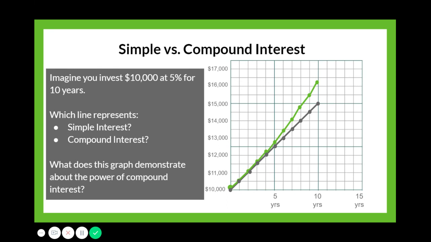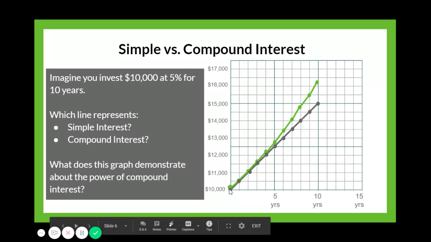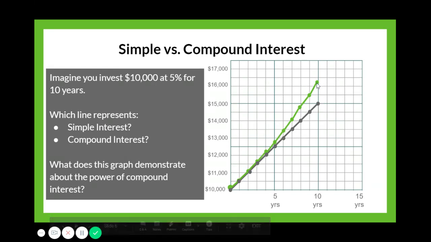That's right. The green line is the compound interest, and the gray line is the simple interest. You can see that when they start, you earn the same amount of interest in year 1. But as time goes by, you can see that the difference between the amount earned in compound interest and the amount earned with simple interest becomes greater and greater. This represents the power of compound interest. The longer that you allow your money to compound, the more money that you will earn.